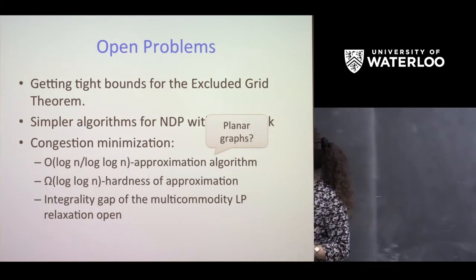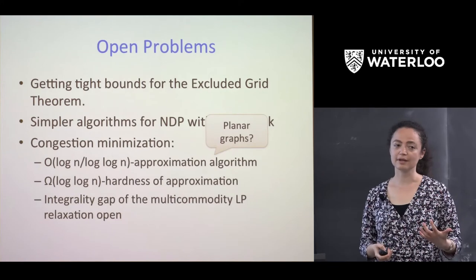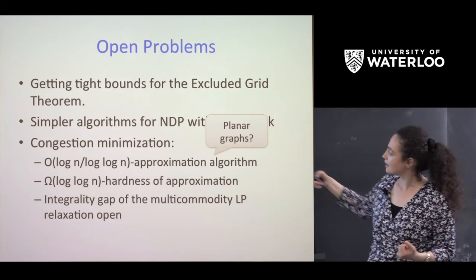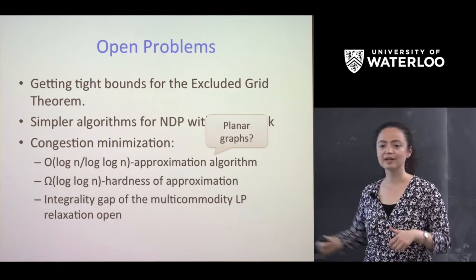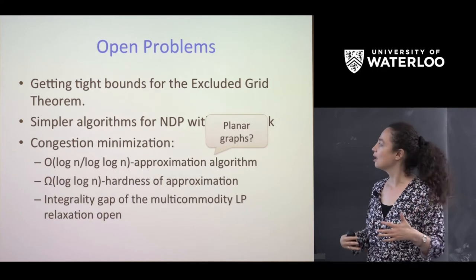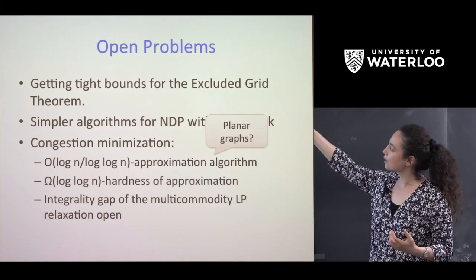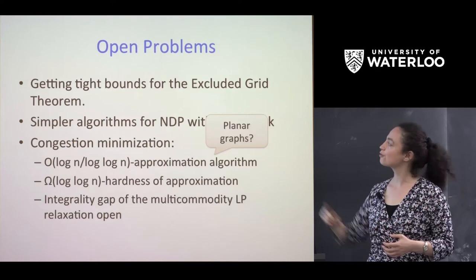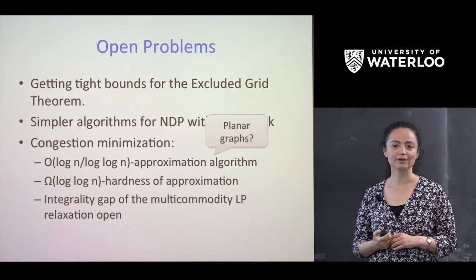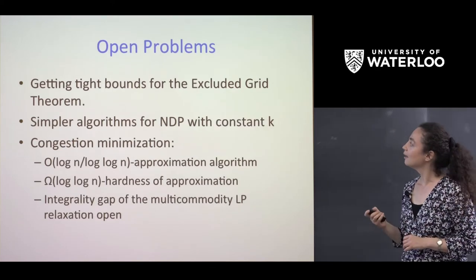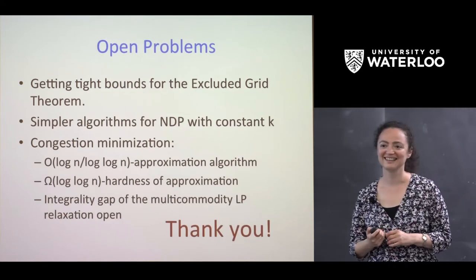We have a log log n hardness of approximation that doesn't work in planar graphs. And even the integrality gap of the flow LP, the gap between integral and fractional solution, we don't know what it is. It's between log n over log log n and a log log n lower bound. For planar graphs, the lower bound doesn't work. And that's it. Thank you.